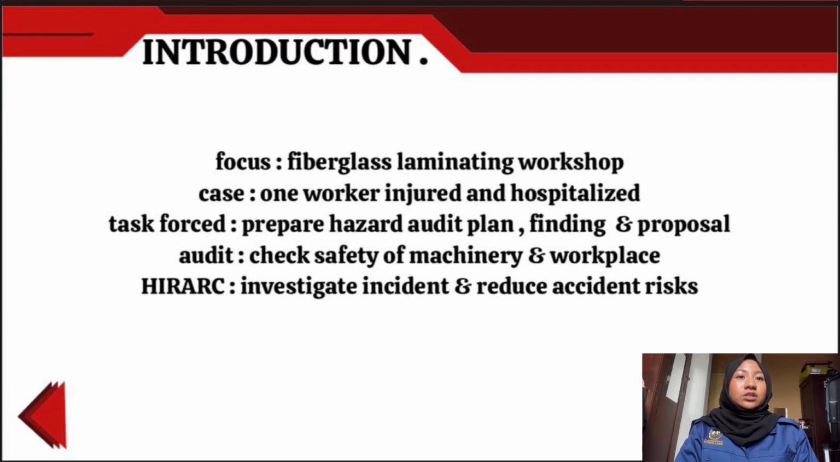Introduction. The main focus of this case is an accident where one worker was injured and had to be hospitalized. Because of this, a task force was formed to prepare a hazard audit plan, including findings and proposals to improve safety. Our audit will focus on checking the safety of machinery and the overall workplace condition. We will also apply HIRAC, which stands for Hazard Identification, Risk Assessment and Risk Control, to investigate the incidents and reduce the risk of future accidents. This introduction gives us the background and the importance of our study before moving on to the next section.